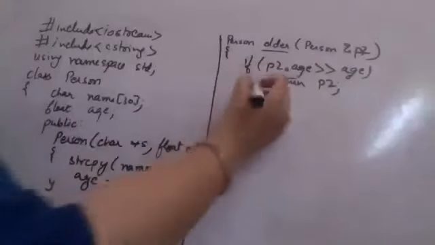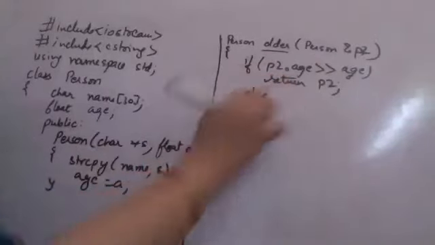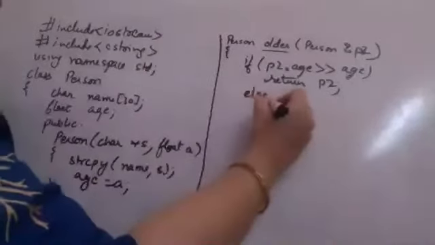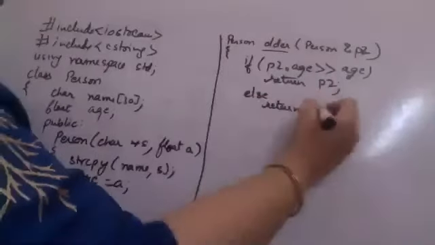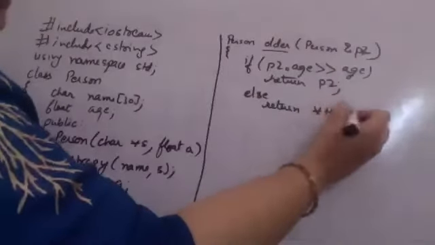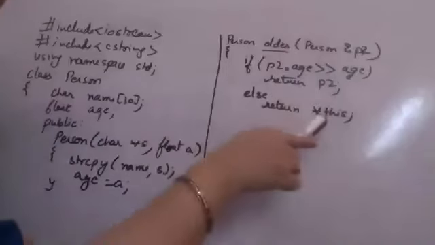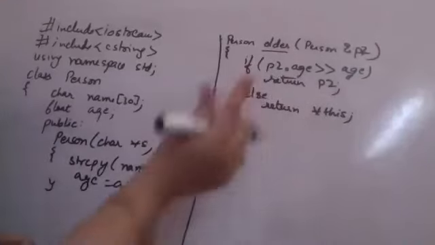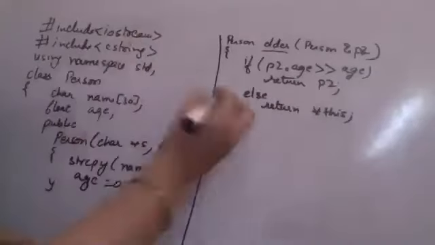Now else I have to return the same person. How do I return the same person? Using a this pointer. So else return this pointer. Since this is a pointer, I'm returning the value at this. Please understand, the value at this would be the address of the pointer, so it is referring to the same object.